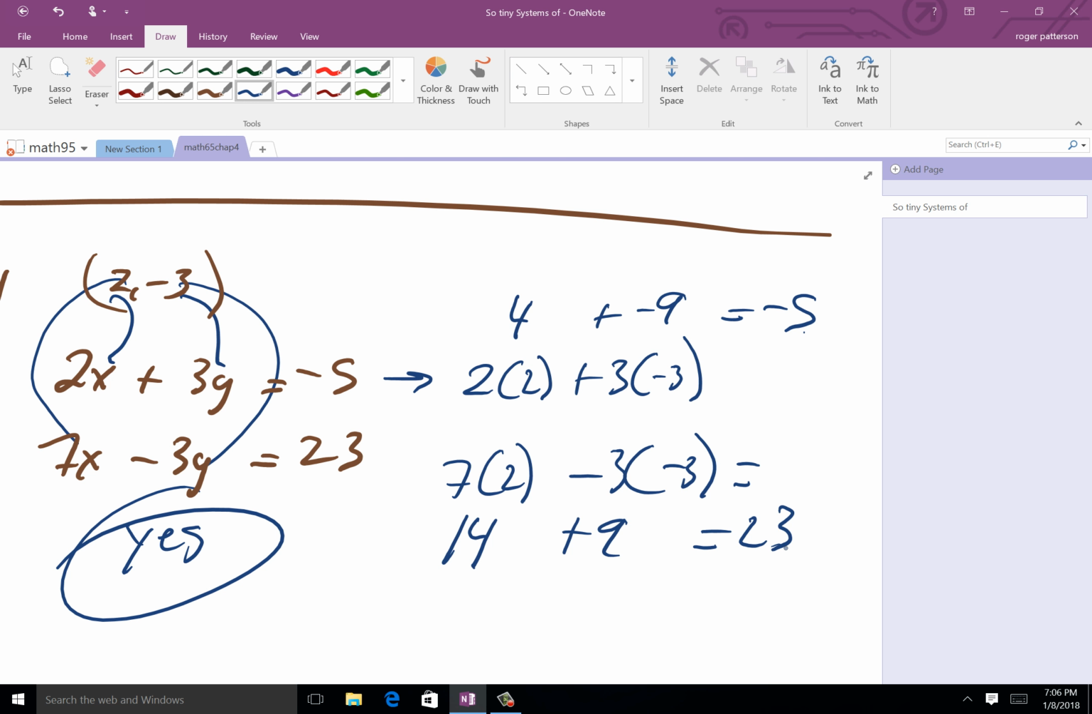So you have a couple problems like that. The rest of them are going to be graphing things. Any questions on the graphing stuff?